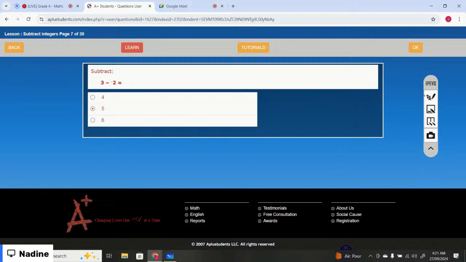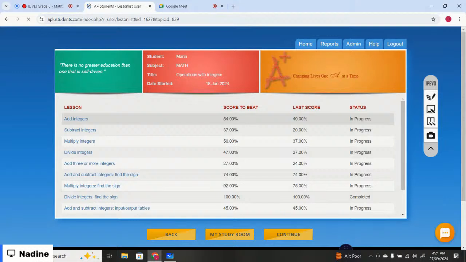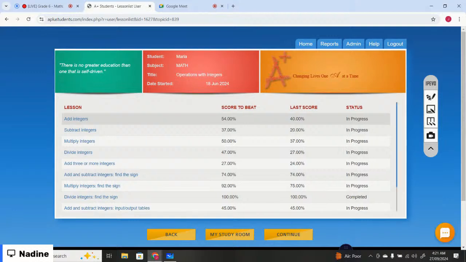Okay, you can complete the lesson by yourself later today. Let me just move on to the next lesson, and the next lesson is multiply integers.